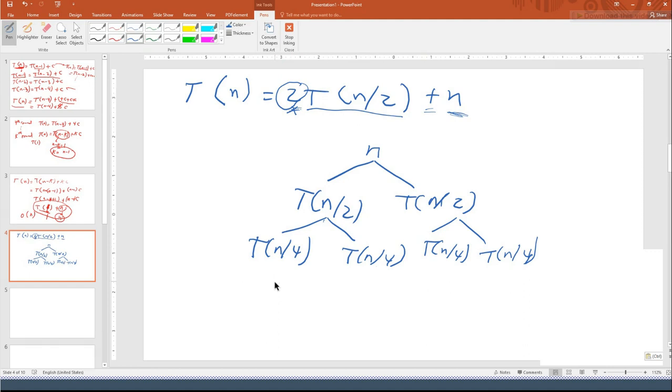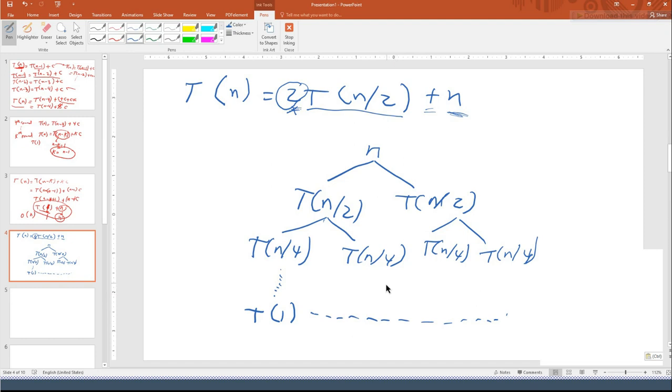When the T is vanished, we continue until somehow we reach the point T of 1. So the leaves of the tree are all T of 1. We don't care whether the value is 0 or 1, but we reach T of 1. Here is the stopping condition.